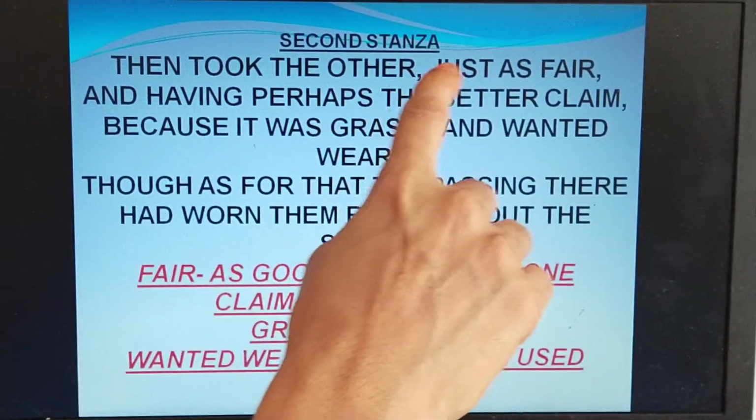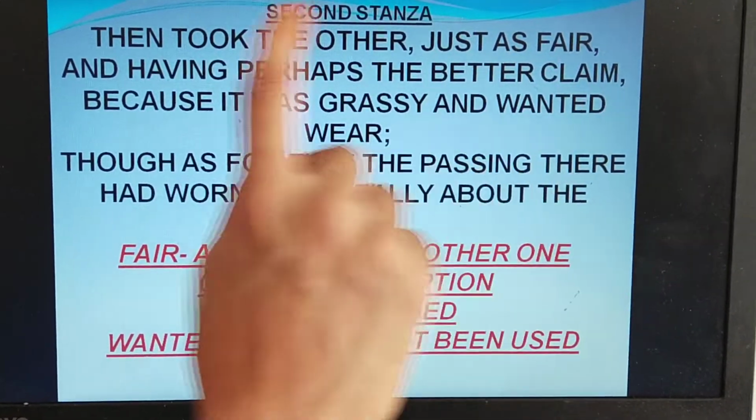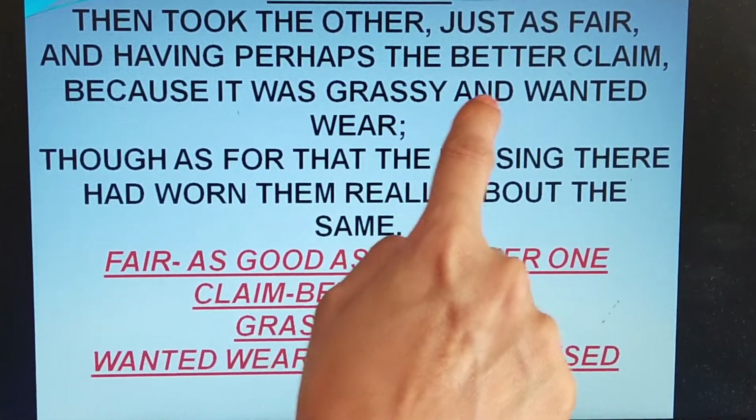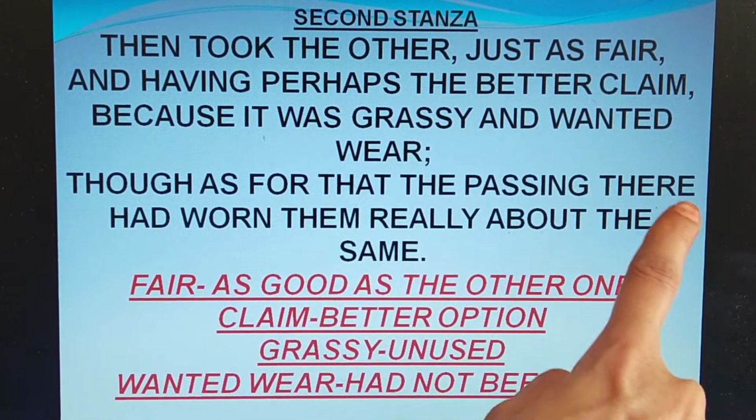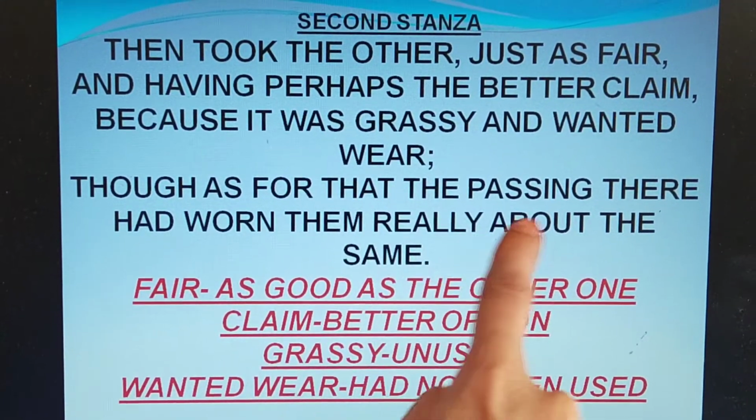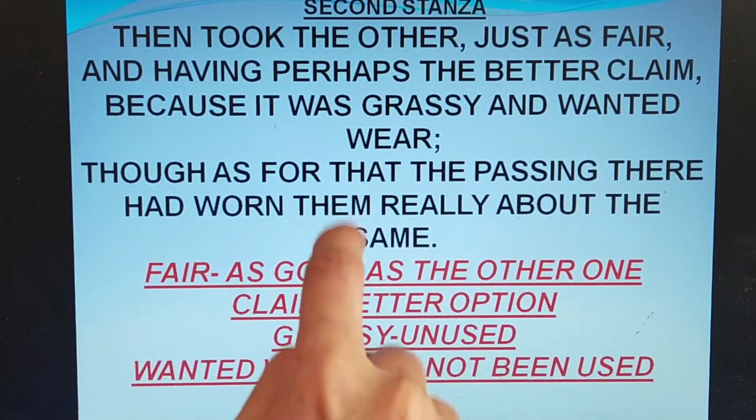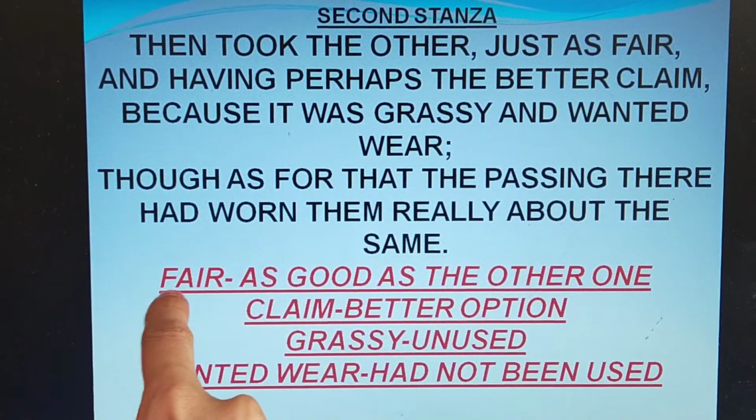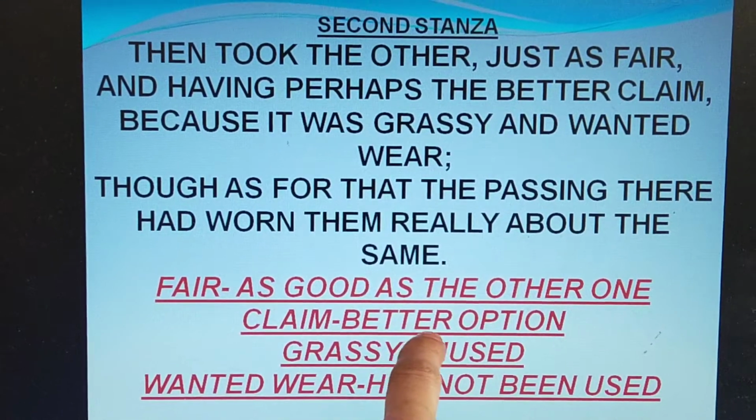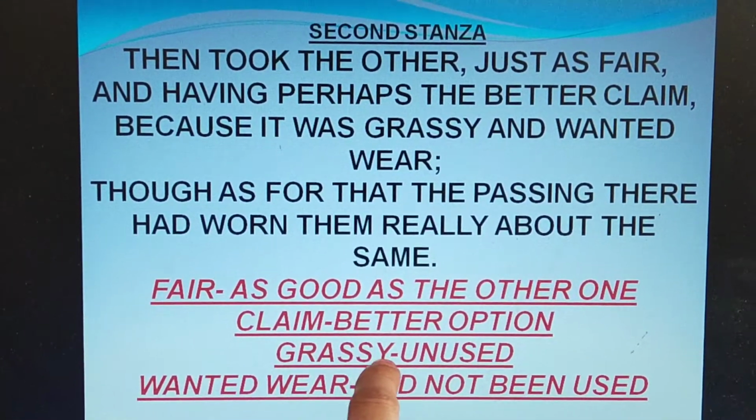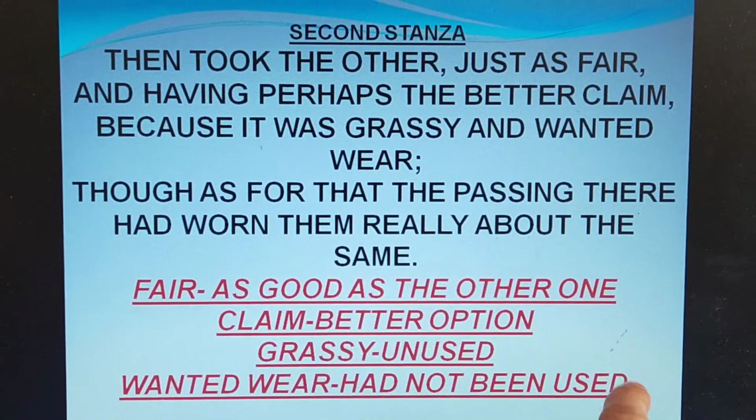Then took the other, just as fair, and having perhaps the better claim, because it was grassy and wanted wear. Though as for that, the passing there had worn them really about the same. Before we switch to the explanation, just have a look at the glossary part. Fair means as good as the other one. Claim means better option. Grassy means unused. Wanted wear means had not been used.